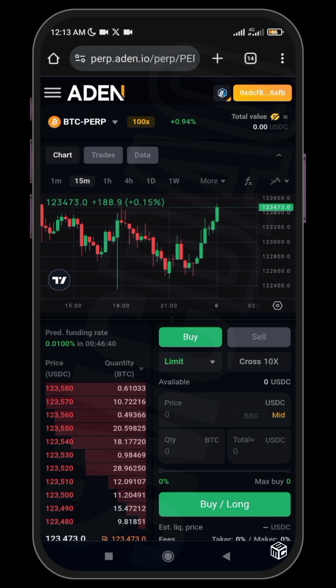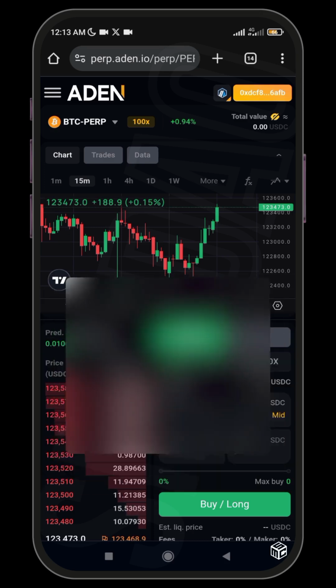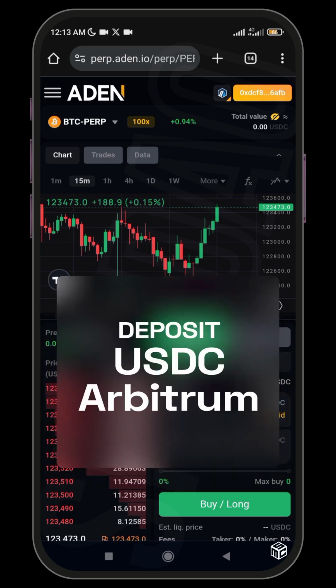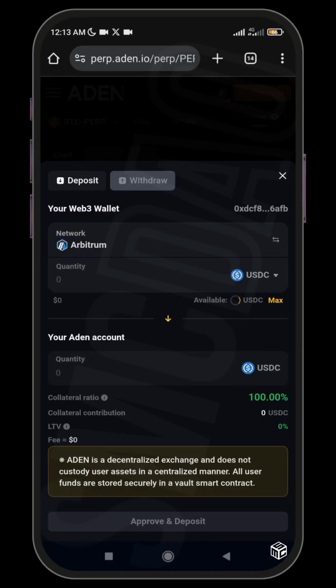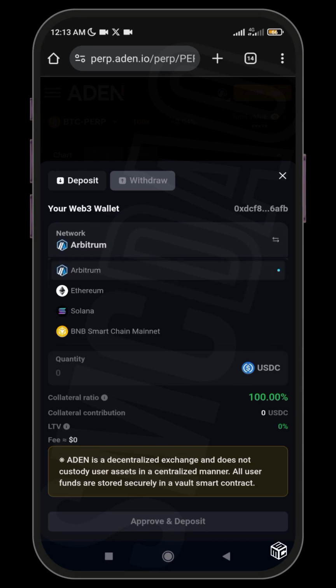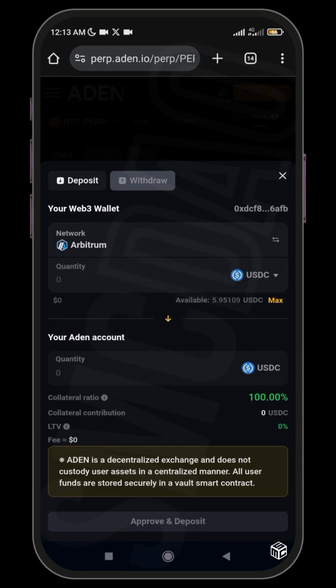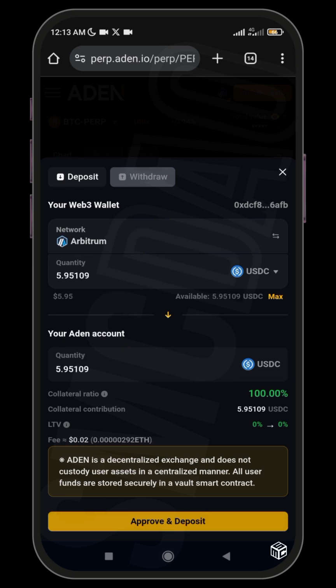In Orderly, all perpetual contracts are margined and settled in USDC, regardless of the coin you trade. So we'll be depositing USDC on Arbitrum. Click on the total value at the top, then click on Deposit. Choose your network. We'll be using Arbitrum. Then choose the quantity of USDC you want to deposit. Then click on Approve and Deposit.